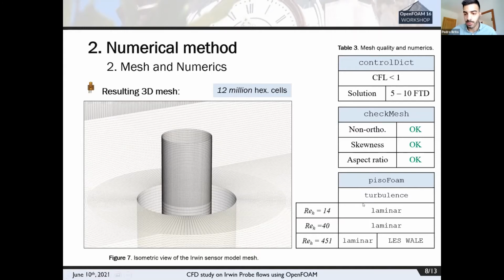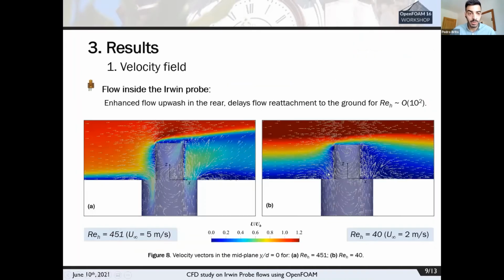Furthermore, the simulations were performed in laminar regime, that is, with turbulence switched off. But for the greatest Reynolds number tested, we also performed a large eddy simulation with the WALE turbulence model. But that proved not important because all the solutions converged to a steady-state value. So no marked differences were found between laminar and large eddy simulation. So we move on to the results.